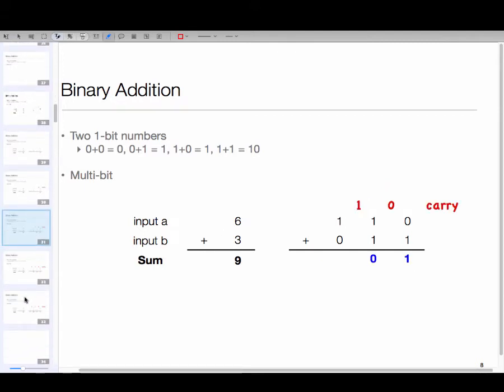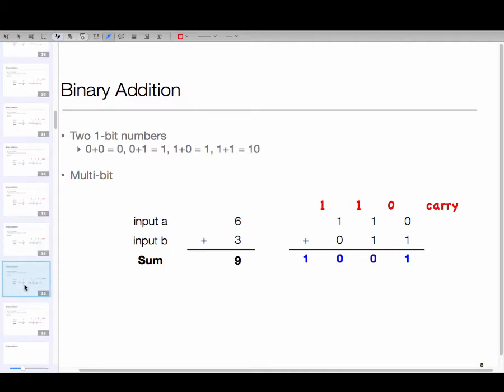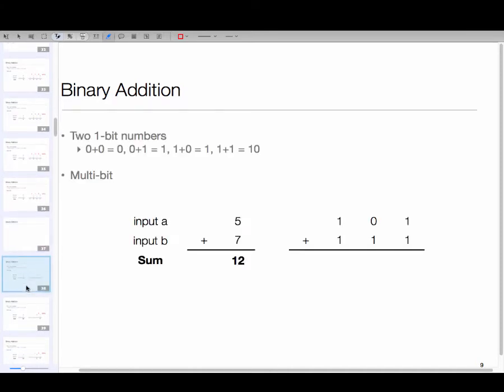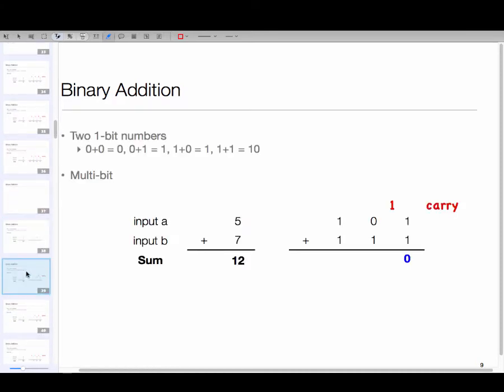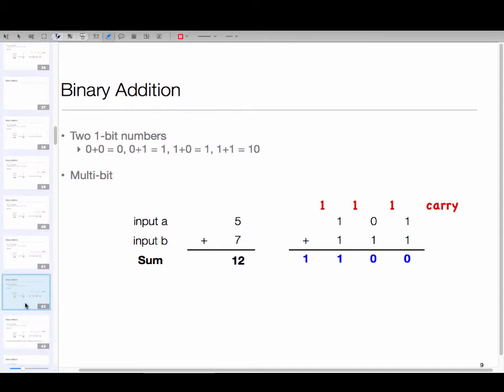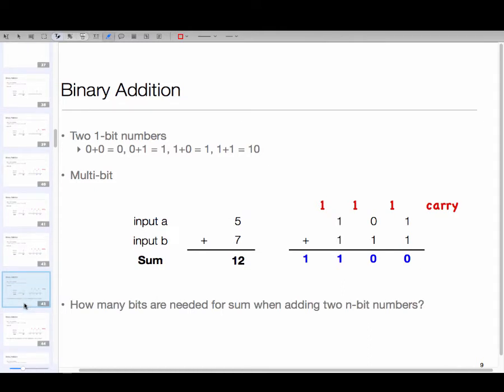Okay, so that spares me the animations. Okay, so another number, 1 plus 1 is 0, carry of 1. Now we have 1 plus 0 plus 1, so I'm adding 3 1-bit numbers. So 1 plus 0 plus 1 is going to be 0 with a carry of 1. Then I'm adding 1 plus 1 plus 1, which is 1 with a carry of 1. So my final output is 1100, which you can verify is the number 12, as one would expect. So that brings a question. If I'm adding 2 n-bit numbers, how many bits do I need to represent the sum?